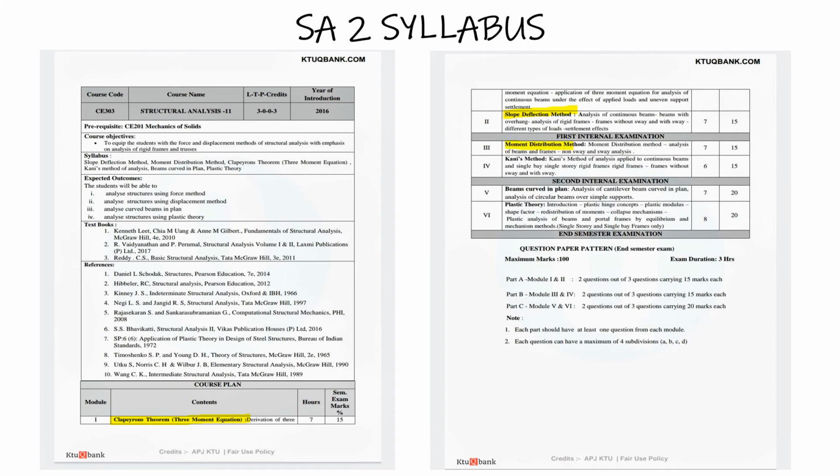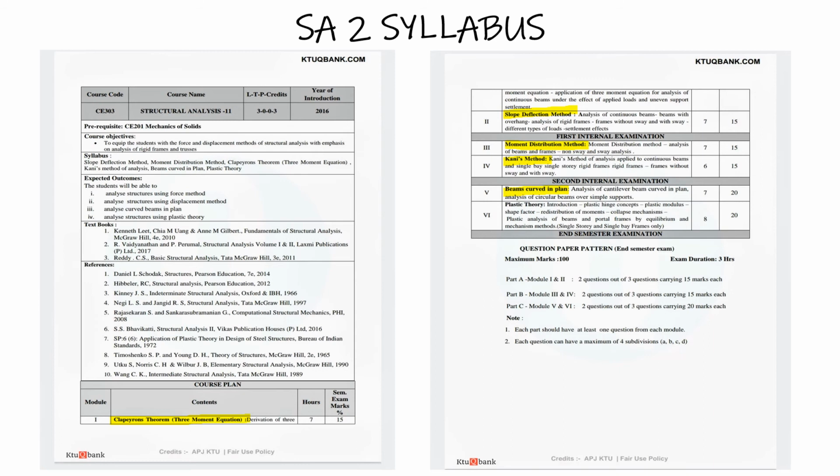And the third module, moment distribution method, is again a displacement method used for the analysis of statically indeterminate structures. Then comes Kani's method. It is also a displacement method used for the analysis of statically indeterminate structures. Then the fifth module is beams curved in plan. In Structural Analysis 1 paper, you have studied curved beams like arches. But these are not arches, these are beams curved in plan. You can see the curvature in the top view itself.